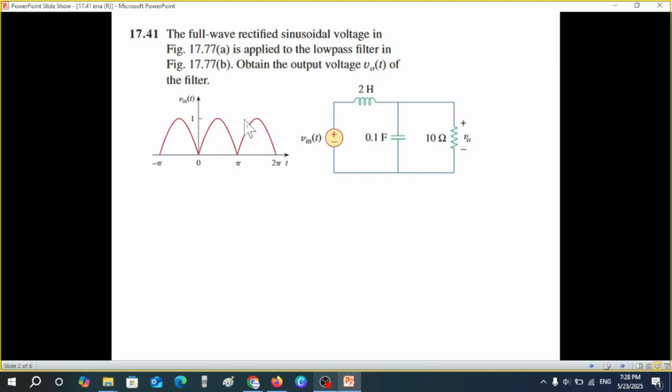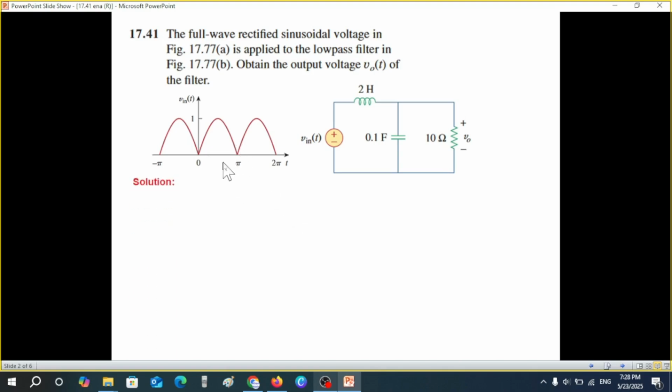The question says that this is the input. A full wave rectified sinusoidal voltage is applied to the low pass filter here. Now, this signal, we will get its equation in mathematical form.